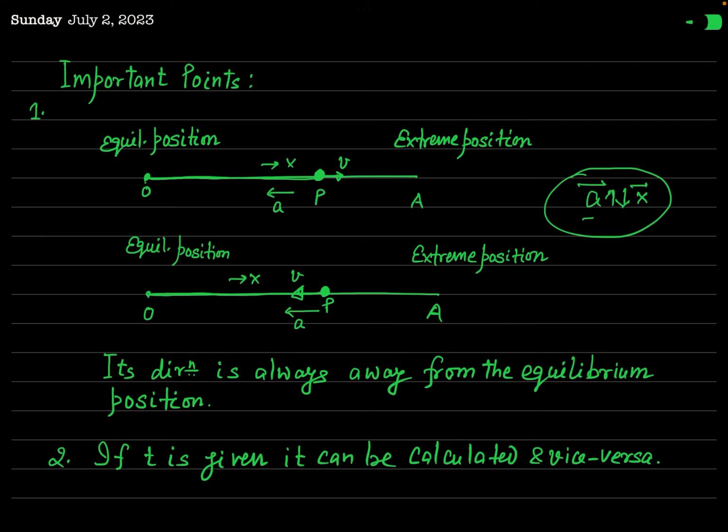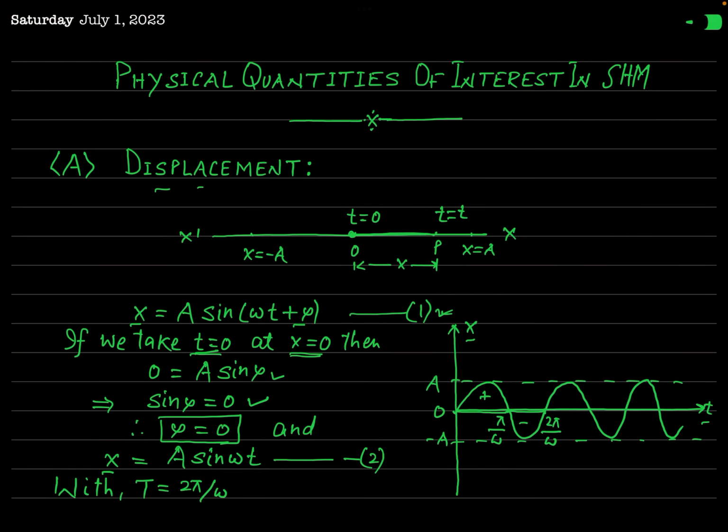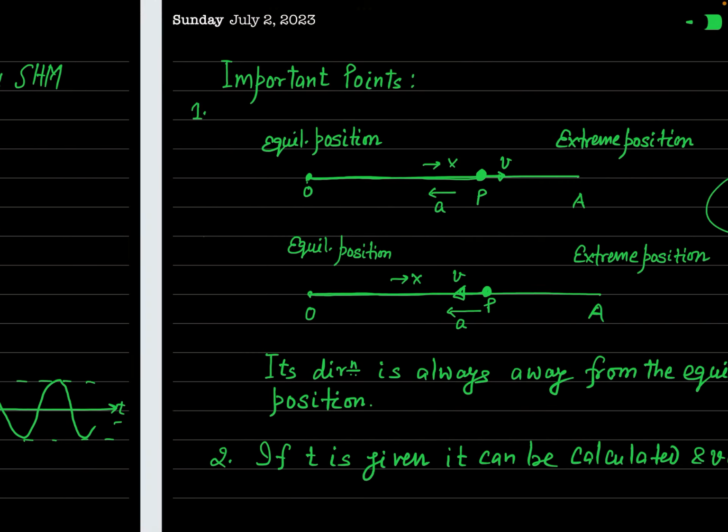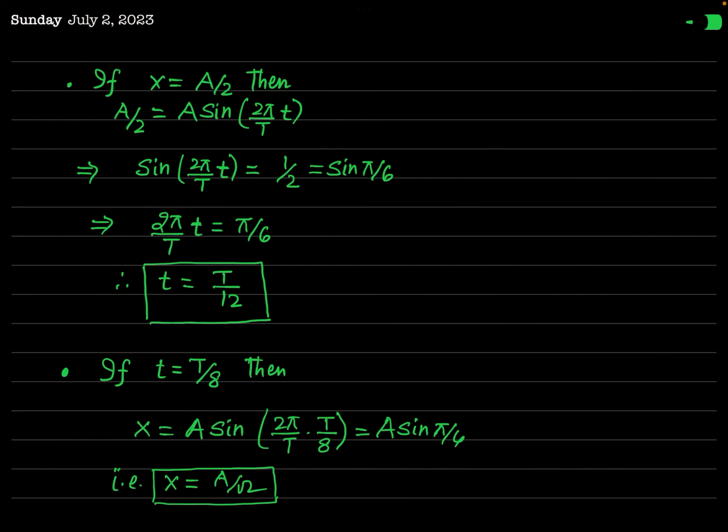Now it is clear from this expression for displacement defined in this equation 2 that if you know the value of t, it means time t is given, we can easily find what will be the displacement x. It means when t is given, you can find x. And its converse is also true. If x is given, we can find t. This is obvious from this result. Let us see some examples.